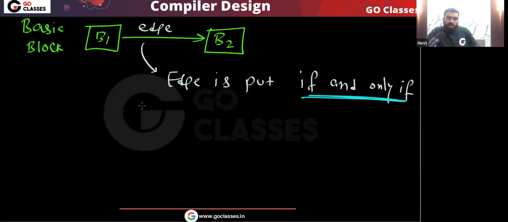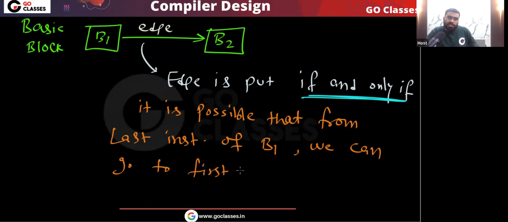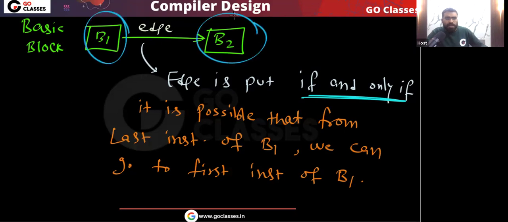Is this clear? It is possible that from the last instruction of B1, we can go to the first instruction of B2. Is this understood? Please tell me. Very simple point, very common sense point, that from this basic block we will put an edge to that basic block.